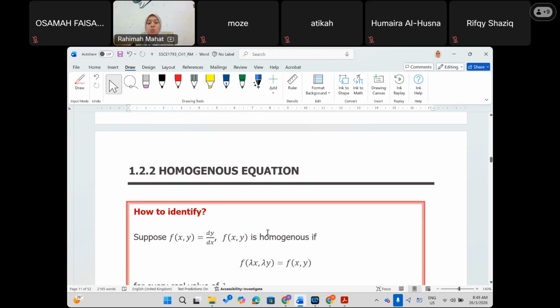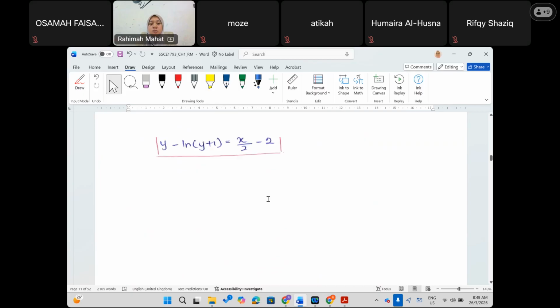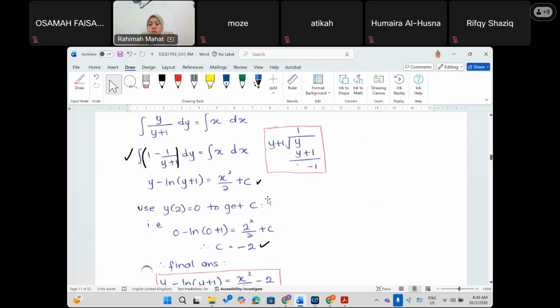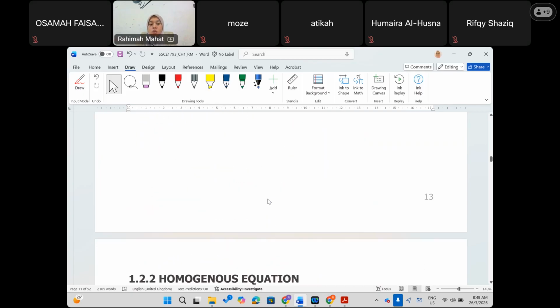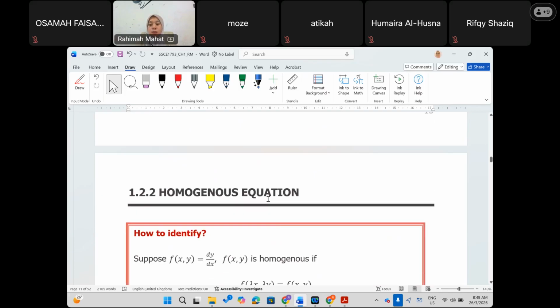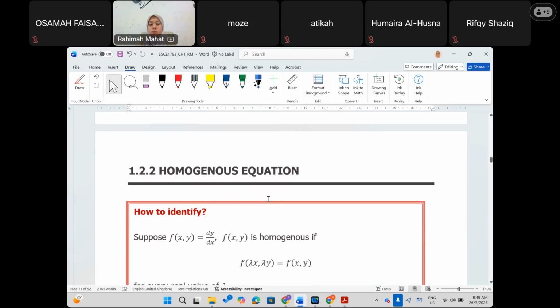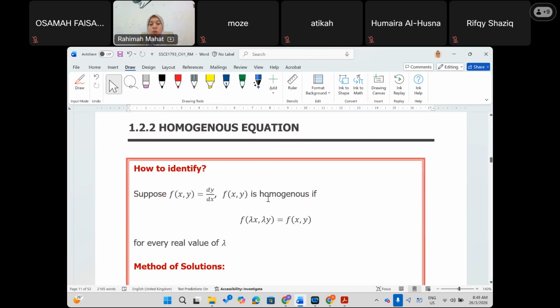Next is the homogeneous equation. Is there any question you want to ask before we move to the next one? No? Okay, before we end our class later, please remind me about your attendance. I forgot about your attendance, okay?